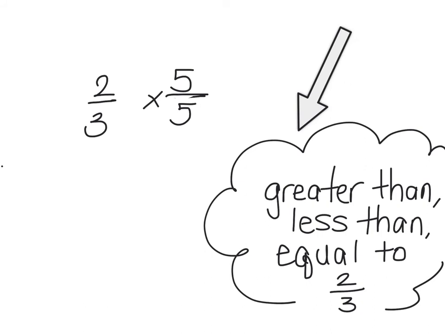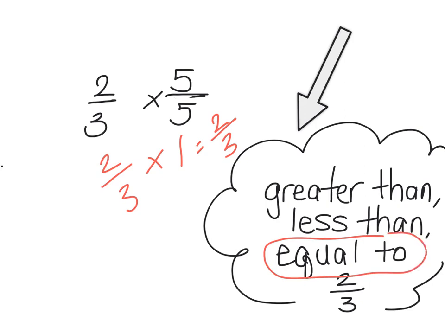Alright, if I have 2/3 times 5/5, greater than, less than, or equal to 2/3. Take a good, long, hard look at what you're multiplying by. What does 5/5 equal? I hope you said 1. If you have 5 pieces of 5 pieces, you have 1 whole. If you have 7 pieces out of 7, you have 1 whole. It doesn't matter. Any number over itself is 1. So you have 2/3 times 1. 2/3 times 1 is going to be equal to 2/3 because any number times 1 is itself. So it is equal to 2/3.